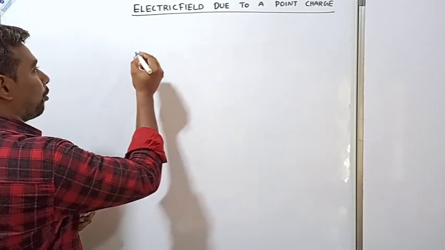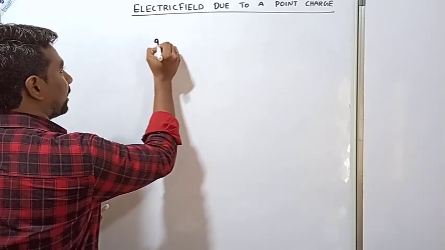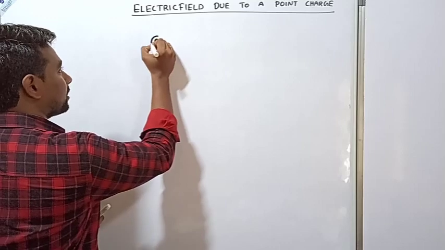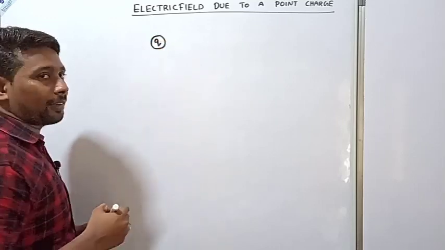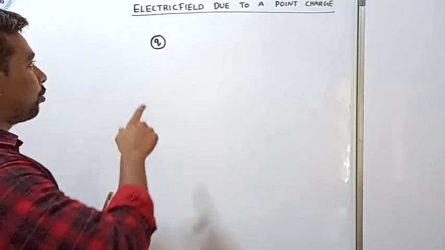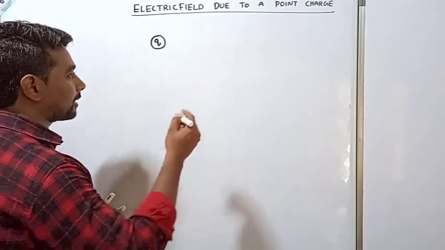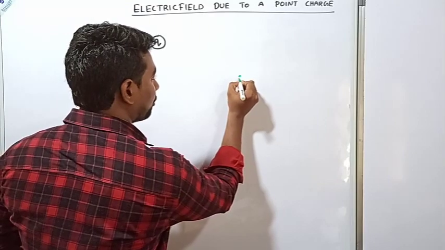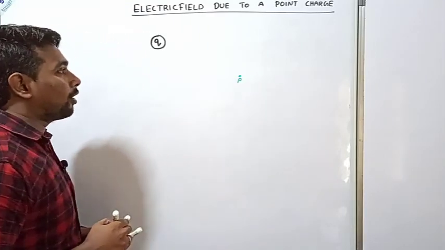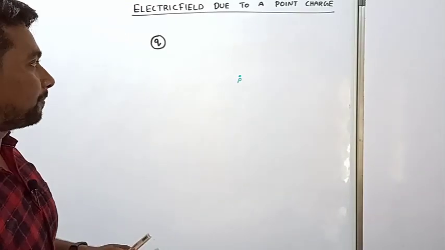Let's consider a point charge Q. This is our point charge, and we are going to find the electric field of this point charge at a certain point over here. I'm going to find the electric field of this charge at this point P.